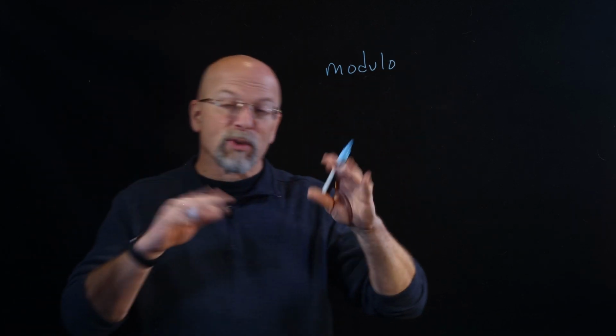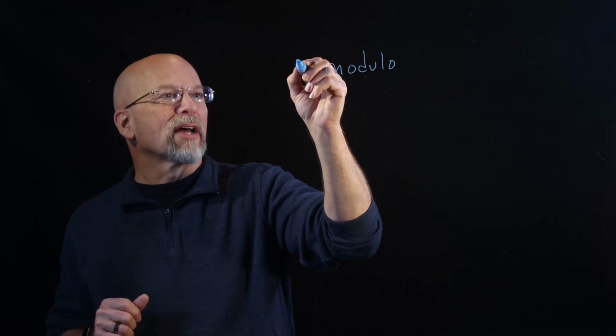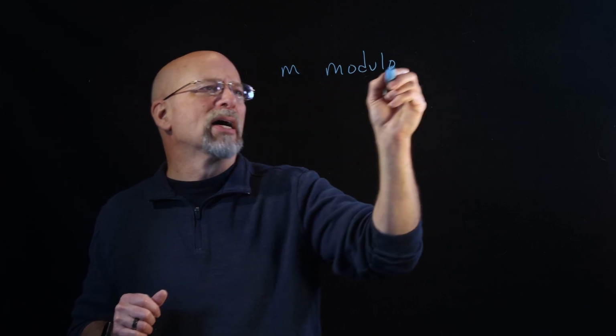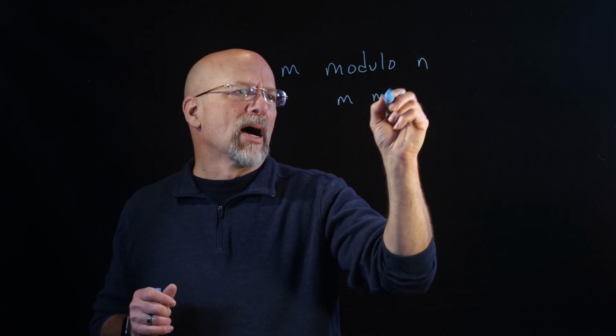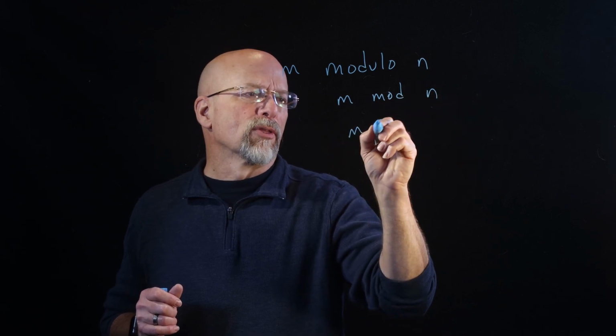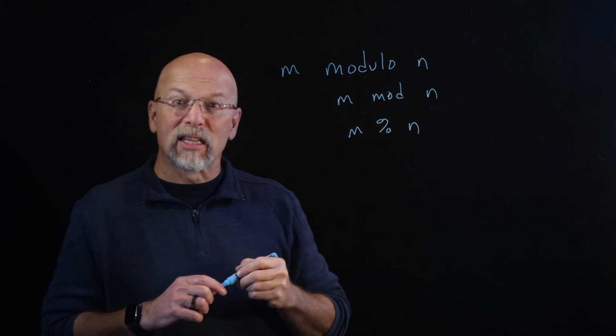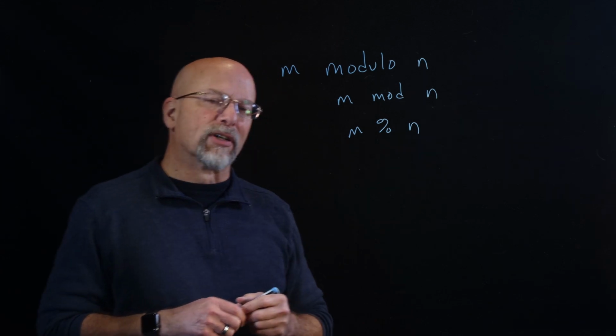Any experience with that? We've already covered that a little bit. You've got this thing, m mod n. Sometimes it's written m mod n, or you might see it with a percentage sign. But basically, what you're looking at is the remainder function, right?